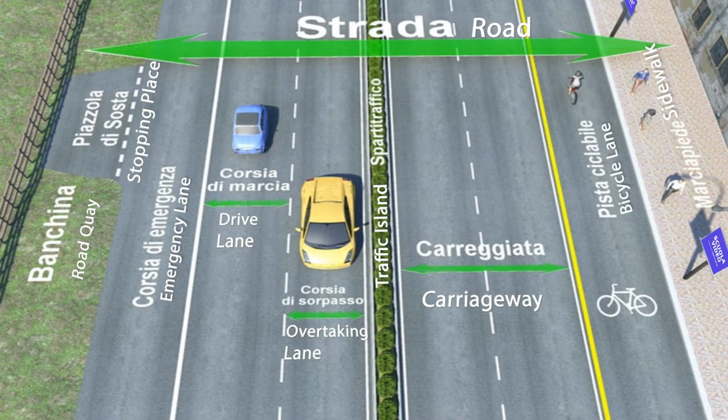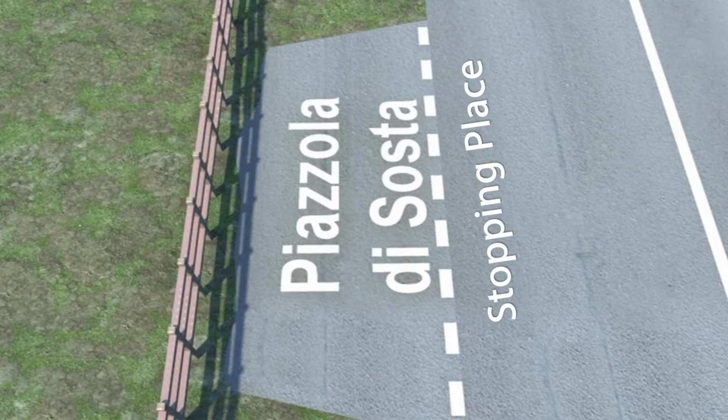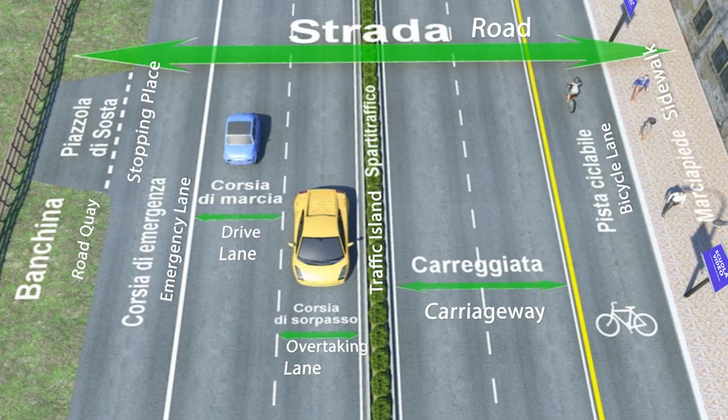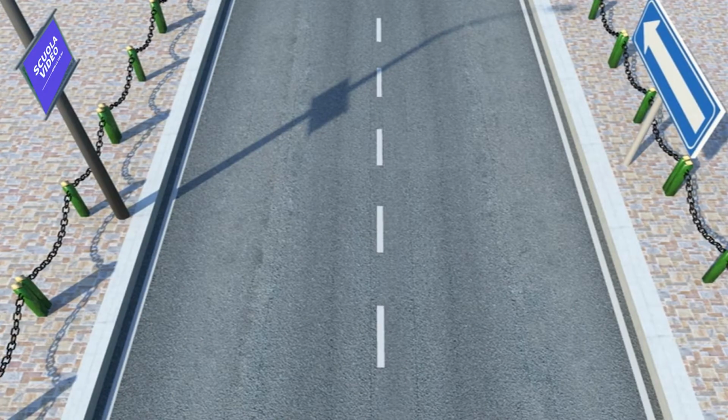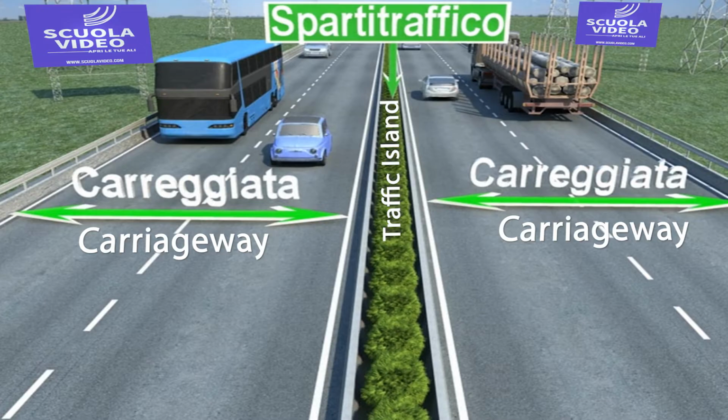To understand better, the road is not only what we see covered with asphalt, but includes other relevant parts, such as the quays, sidewalks and cycle paths, and finally the rest areas and the emergency lane. All these appliances are part of the street. The road can be one-way or two-way traffic. Furthermore, the road can be divided into several carriageways.